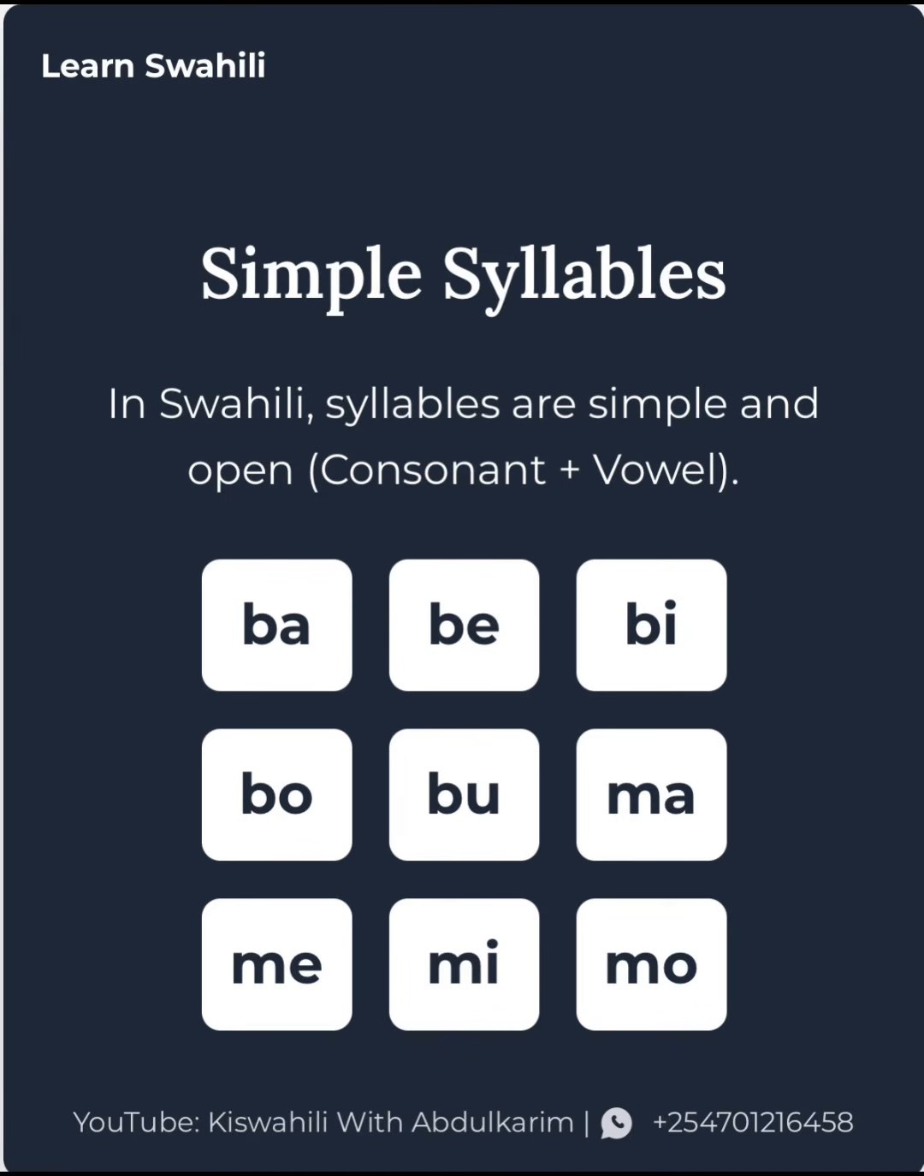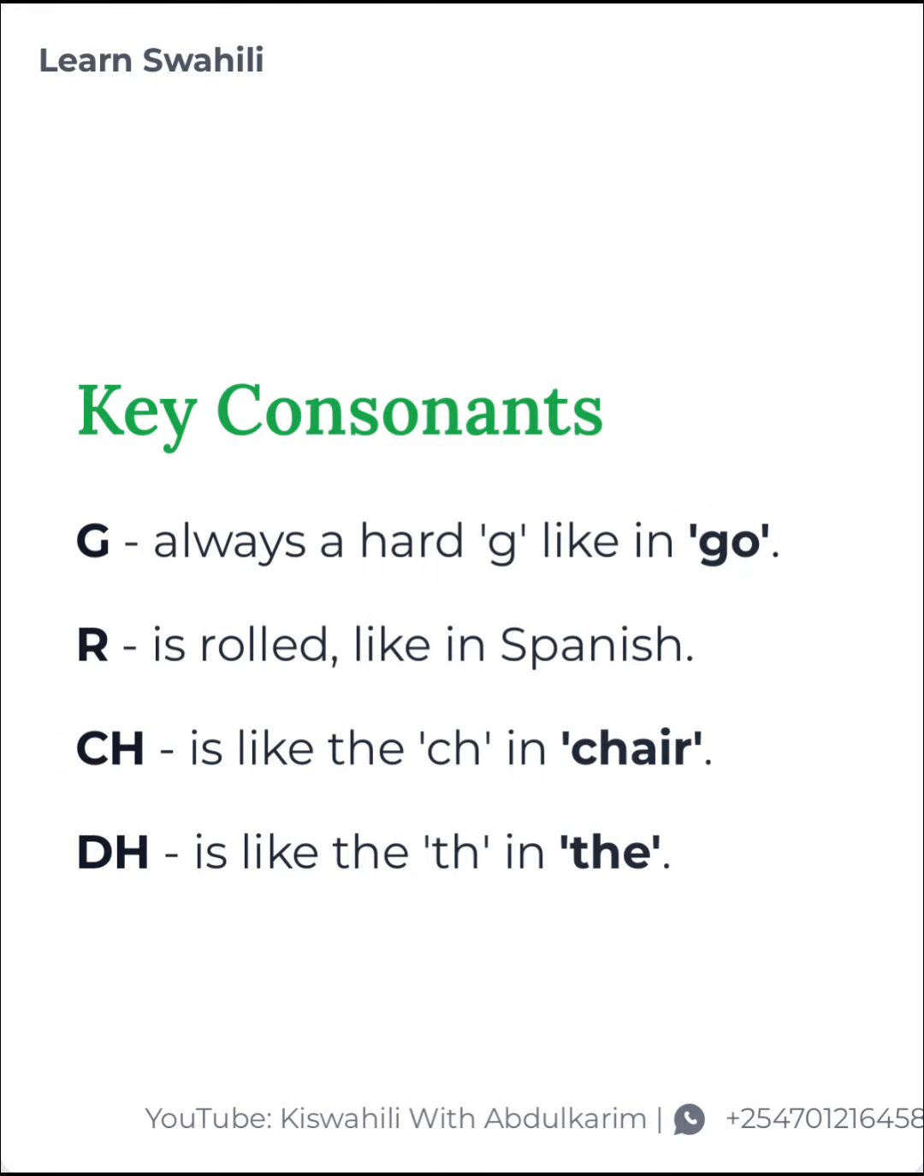Let's see simple syllables, how to read these syllables. In Swahili, syllables are very simple and open. A consonant and a vowel. Ba, this is b and a. We say ba. Next, be. Next, bi. Again, ba, be, bi. Bo, bu. Ma, me, mi, mo, mu.